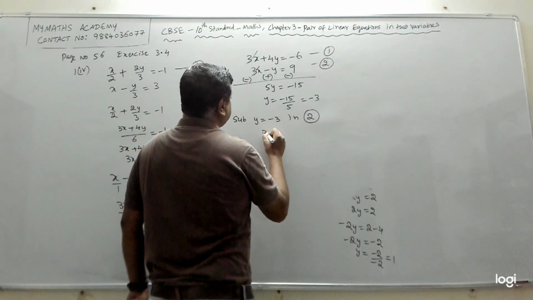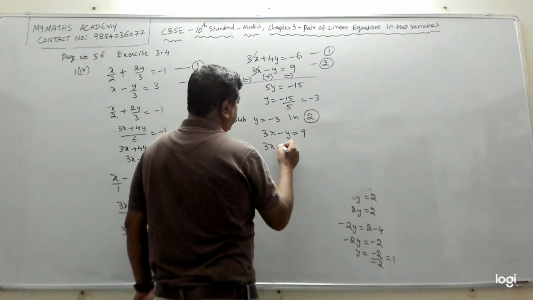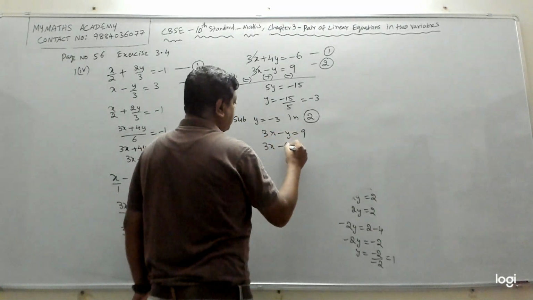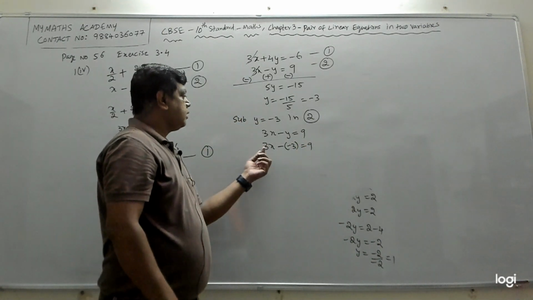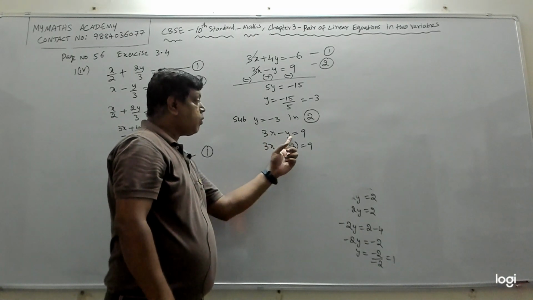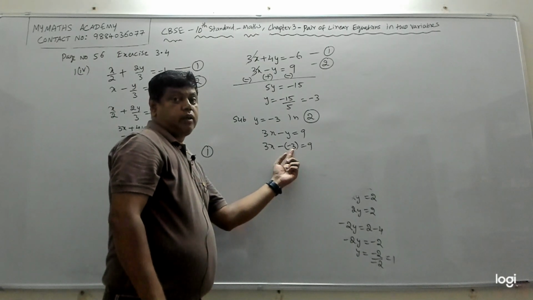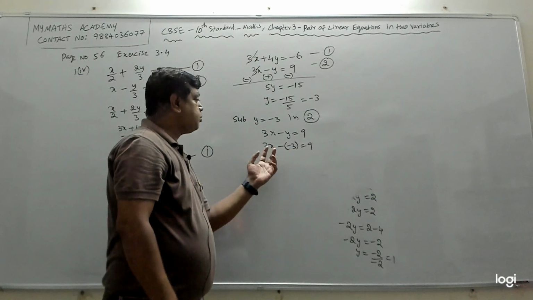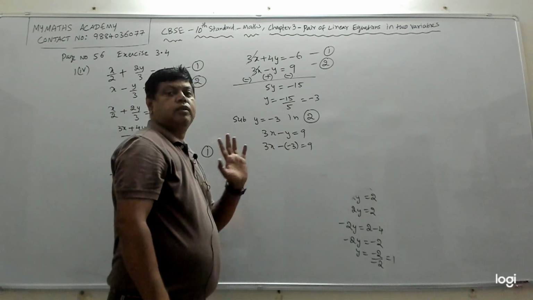So what is our second equation? 3x minus y equal to 9. So 3x minus, what is y? Y is minus 3. So here you have to be careful, because 3x is 3x, and this minus I am putting here. But what is the value of y? Y is minus 3, so one more minus will come. Here people generally make a mistake. They just put 3x and put minus 3, and they miss this minus.